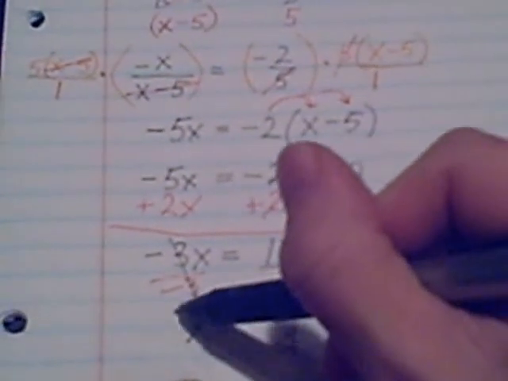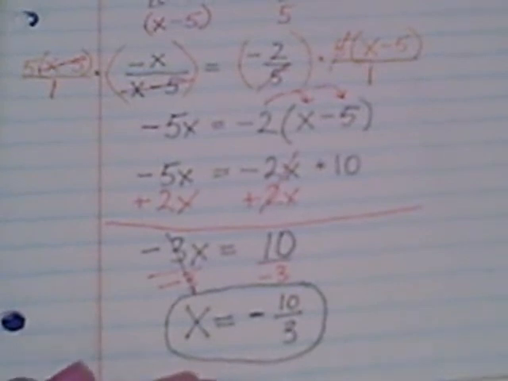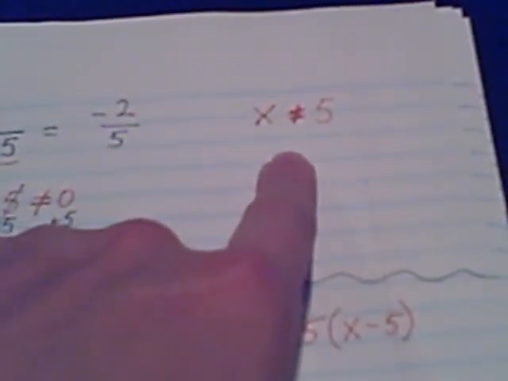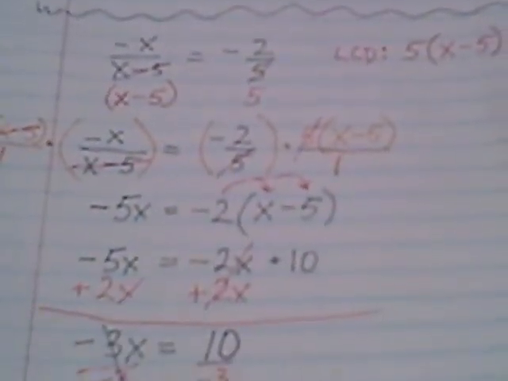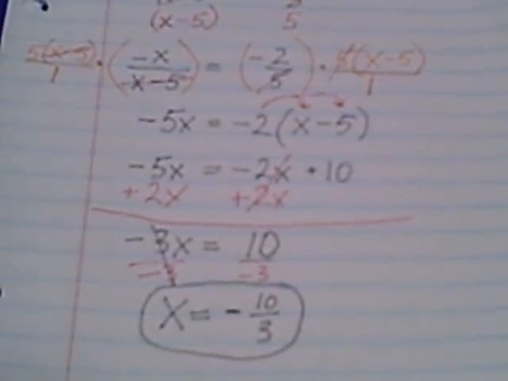X equals negative 10/3. A quick check that we didn't, with this problem, arrive at the value that we said was no good. So if x is a positive 5, that is a bad answer, and we avoided that bad answer. We got x equals negative 10/3. There's our solution.